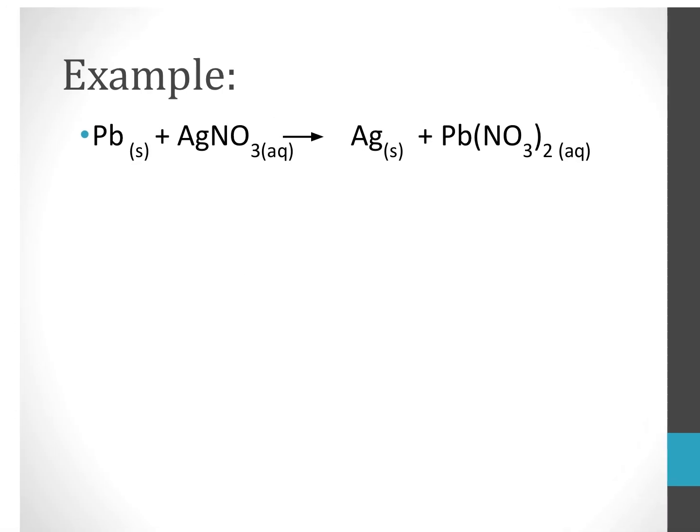Okay, we're going to do two examples. So here's our first example. Go ahead and write this one down. So we have lead plus silver nitrate gives us silver plus lead nitrate. First, just for review, what type of a reaction is this? Okay, good. Single, so you can write net ionics for single and double replacement.